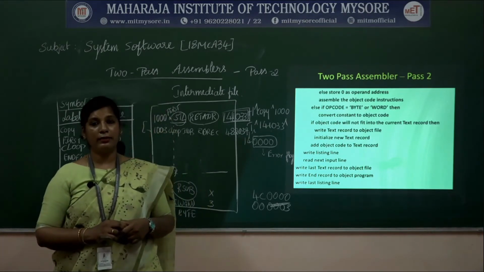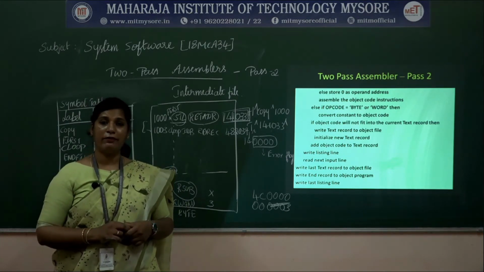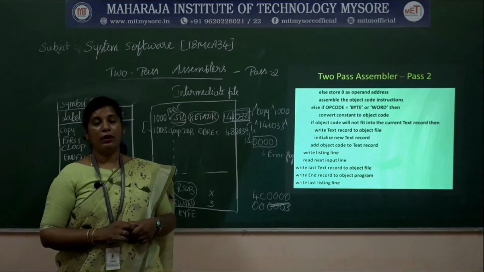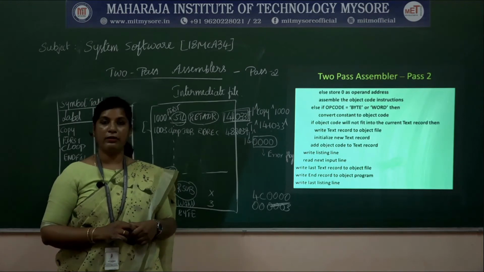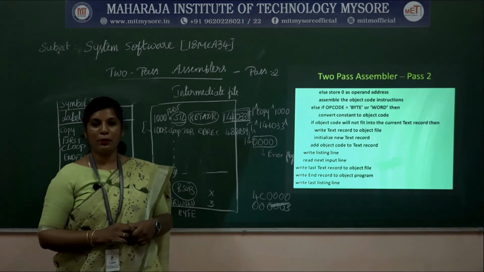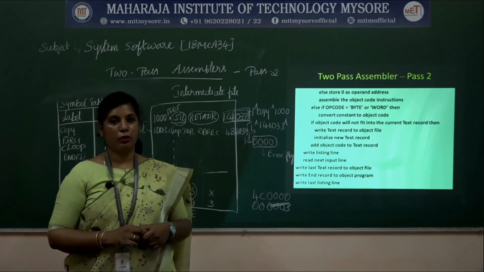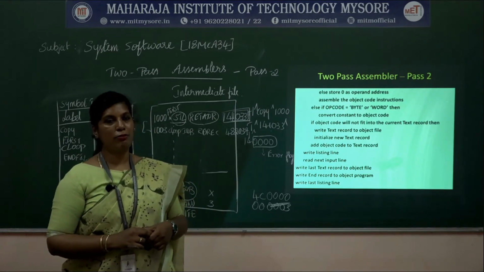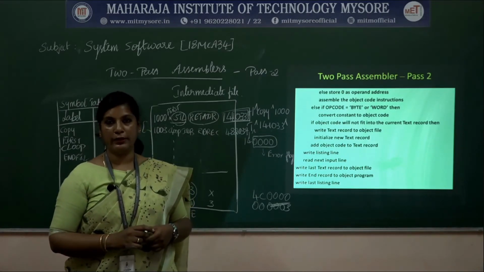Before that, it is going to write the header record and initialize the first text record. After generating the object code for each instruction, it is going to write the object code into that record. If the text record cannot hold all the data, another text record is going to be initialized, so there might be a number of text records. It processes all the instructions until it encounters the END assembler directive. Finally, it creates an object file for the loader to load into primary memory. So this is all about the pass-1 and pass-2 algorithm of an assembler.